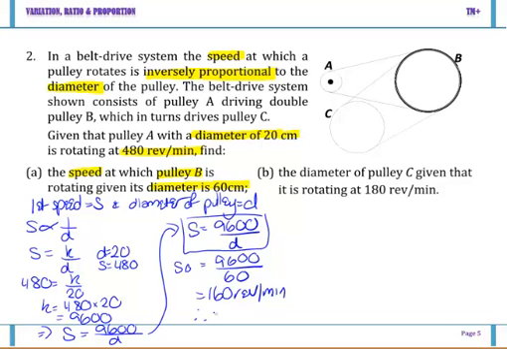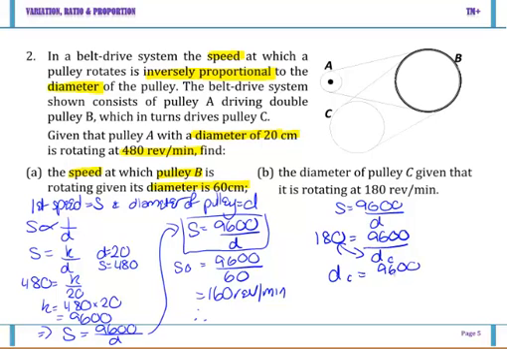Next, the diameter of pulley C, given that it's rotating at 180 revs per minute. Again, write the general formula out. Now, the speed of C is 180. Find the diameter of C. Swap these over. I get the diameter of C is 9,600 over 180, which is equal to 53.3 recurring. Finish with a therefore statement. Okay, so a problem that sounded really complicated, if you break it down and start with the basics, you should be able to do it.